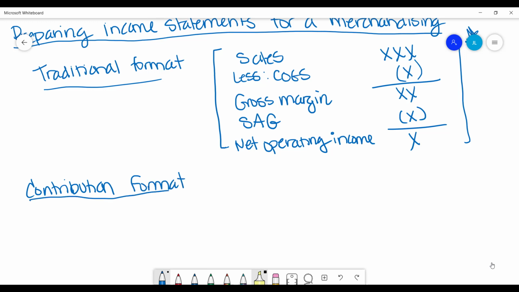Now keep in mind, what kind of cost classifications are important for helping us set up the income statement this way? The classification between product costs and period costs, right? Period costs are those SG&A expenses, and product costs are those items that are inventoried and don't show up on the income statement until they are sold, right? Showing up under cost of goods sold.